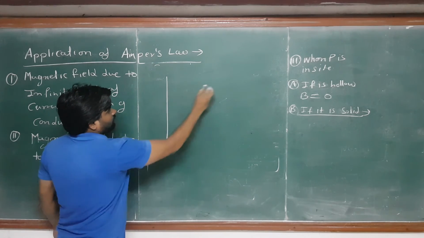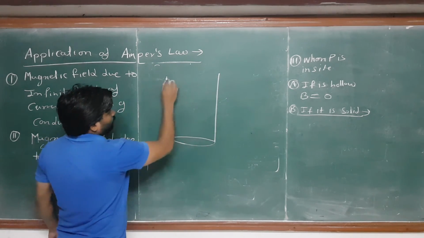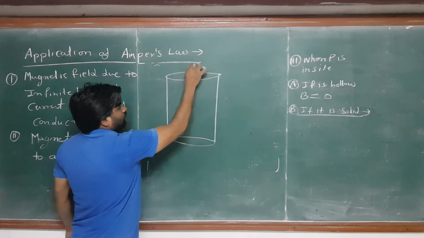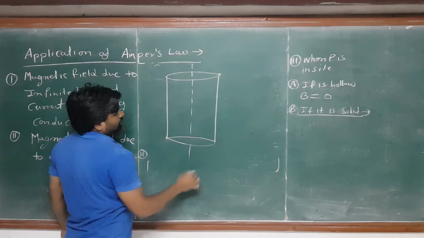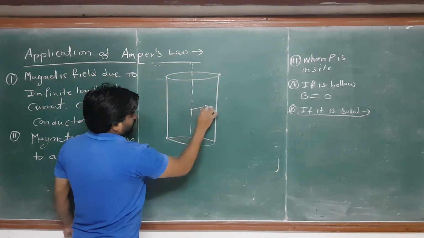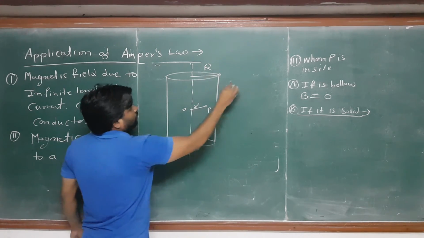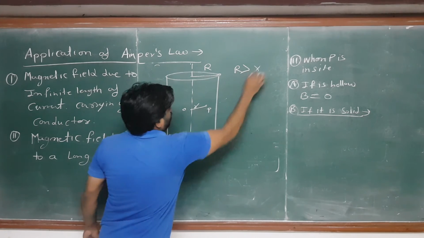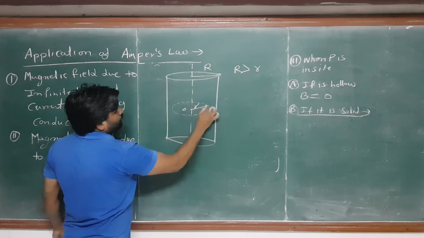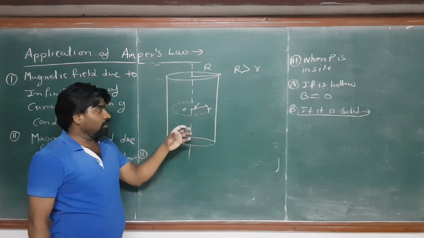This is the cylinder. Again, as I told you, for the hollow it has a 0 magnetic field, and this is called its radius. If it is solid and the point P is here, and the radius would be the small r, capital R. Now the capital R is greater than small r, and you can imagine the Ampere's loop, closed loop, inside the cylinder.